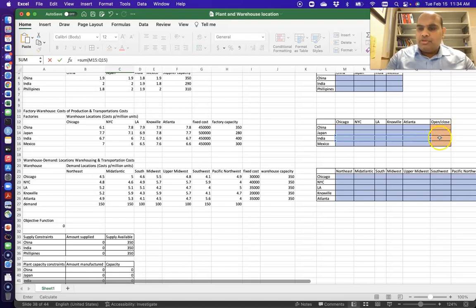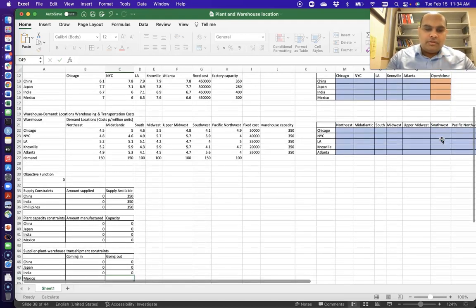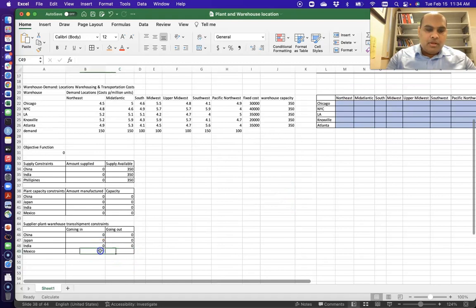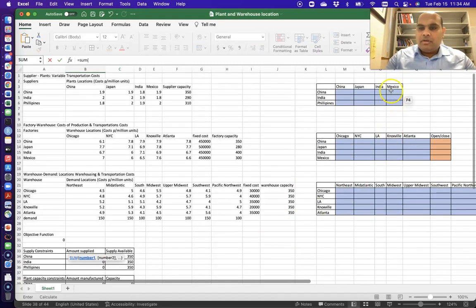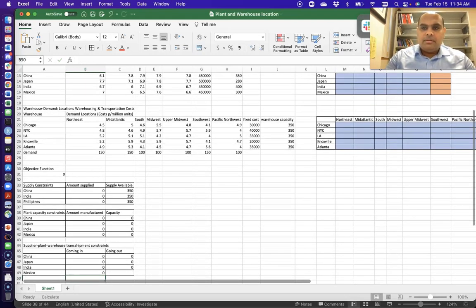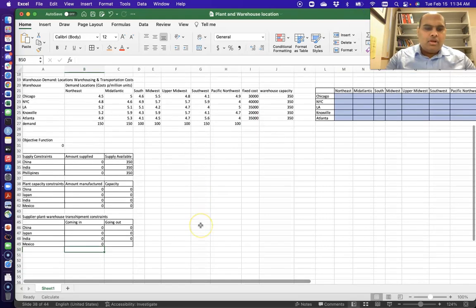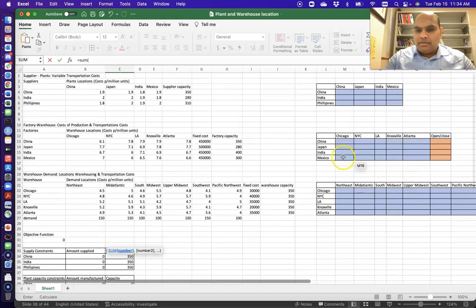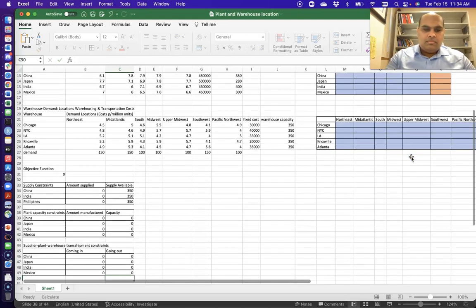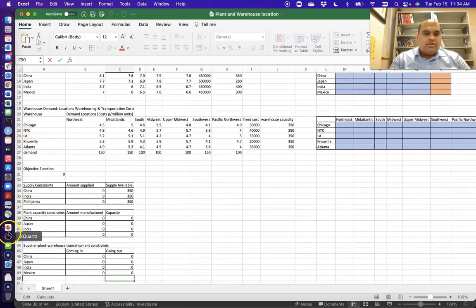Again, remember, don't choose the open close variables. They are 0 ones. They will throw your numbers out. Finally, Mexico, sum of everything coming into the Mexican plant from your suppliers, all the supply coming into the Mexican plant and all the supply going out of the Mexican plant, right? Right, so that's the transshipment constraint.